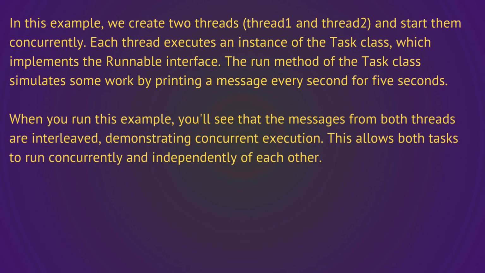In this example, we create two threads, thread 1 and thread 2, and start them concurrently. Each thread executes an instance of the task class, which implements the Runnable interface. The run method of the task class simulates some work by printing a message every second for 5 seconds. When you run this example, you'll see that the messages from both threads are interleaved, demonstrating concurrent execution. This allows both tasks to run concurrently and independently of each other.